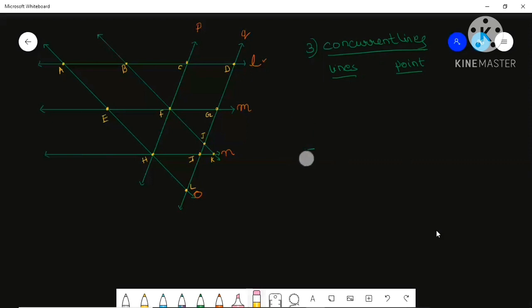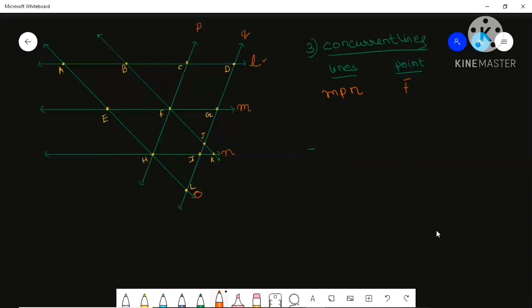Fine. So what will be our answer? The first one is like this. I can see F. What are the lines passing through this point? M, P, N. So M, P, N pass through the point F, so F is a concurrent point.